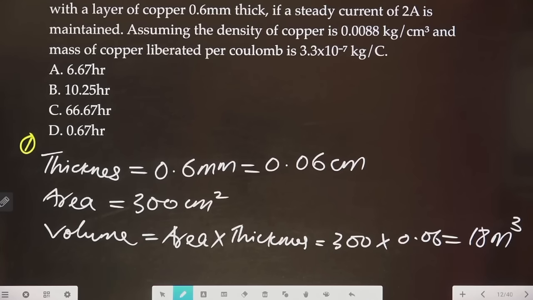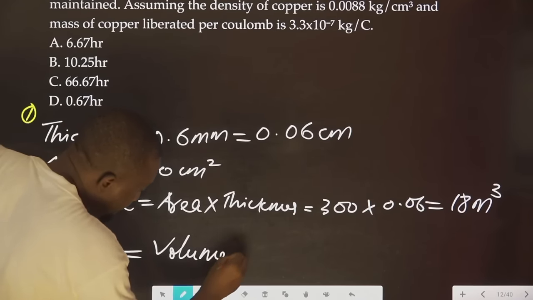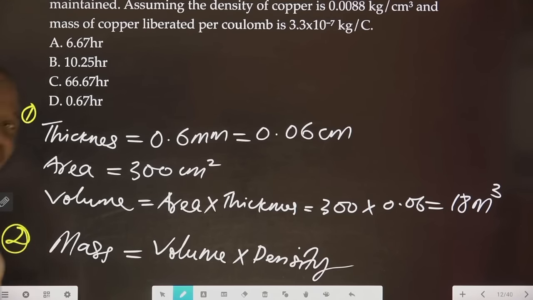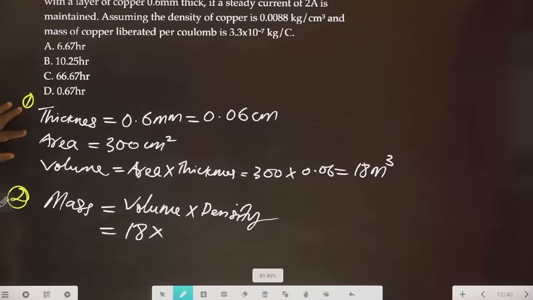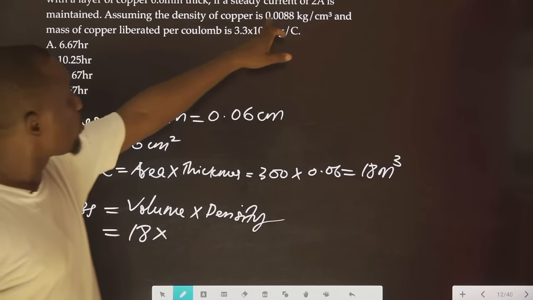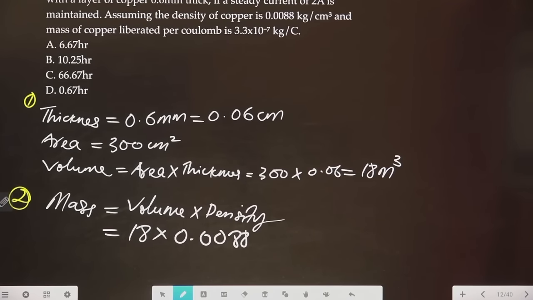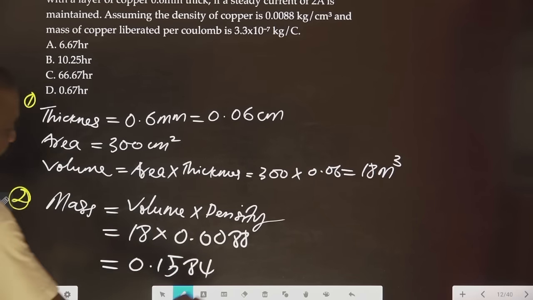Let's now calculate the mass of copper. But first of all, what is the formula for mass of copper? It's volume multiplied by density. You agree with me that density is always equal to mass over volume. So to get mass now, mass is volume multiplied by density. Volume is known to be 18, and the density is known to be 0.0088 kg per centimeter cube. If you solve this now, you will get 0.1584, that is in kg.